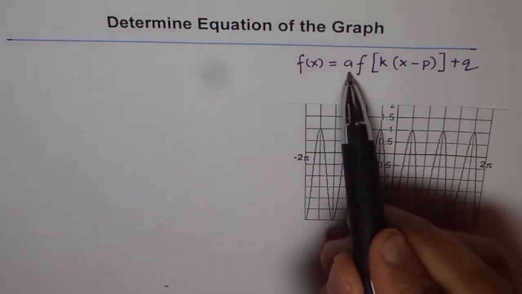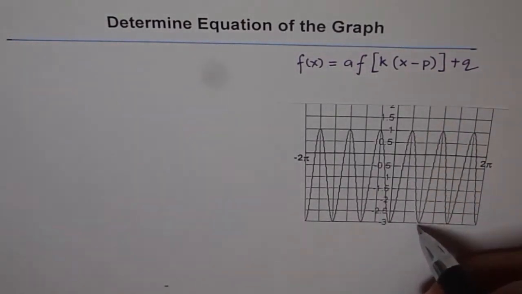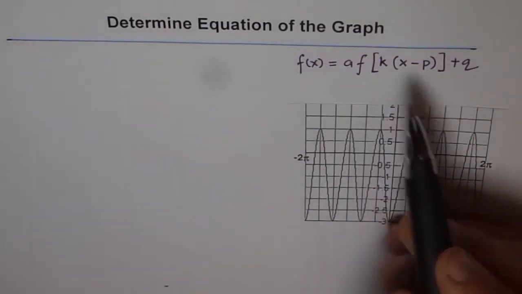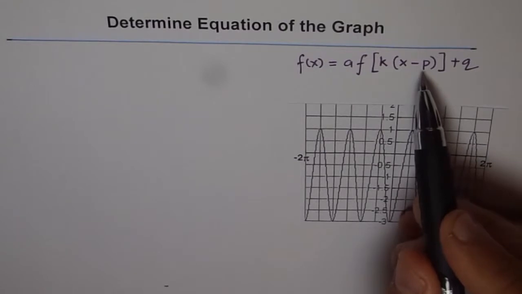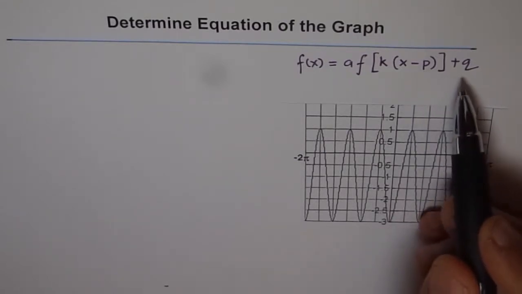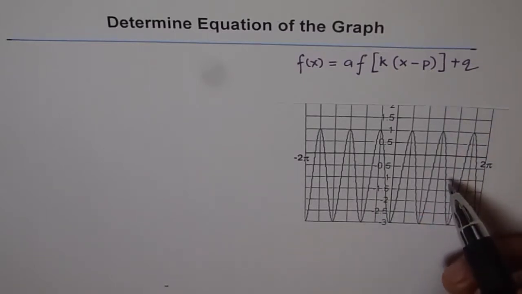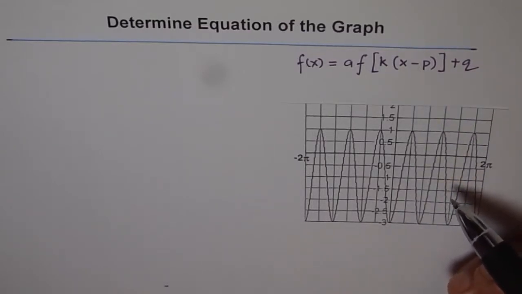A is the amplitude, which is how much up and down the wave goes from the axis of symmetry. K is the number of waves in 2 pi. P is the phase shift, from where the wave starts, that is the characteristic. And Q tells us by how much the axis of symmetry moves up or down, correct? So that is the meaning of these things. And how do we find them?